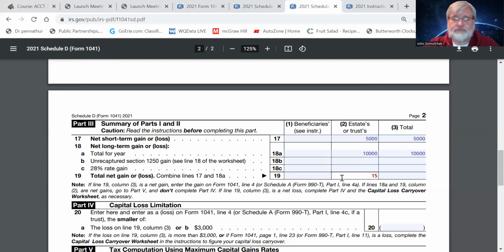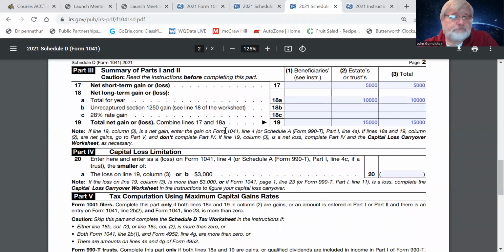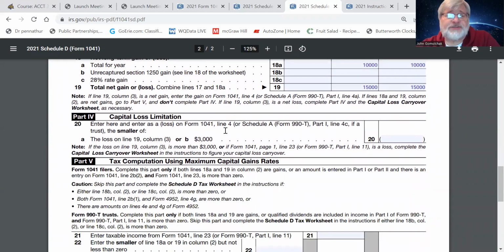So for purposes of this illustration, we're going to have $15,000 of gain. All right. If we had a loss, we would go to part 4, capital loss limitation. Enter here and enter as a loss on form 1041, line 4, or schedule A 990-T. 990s are for charity, by the way.